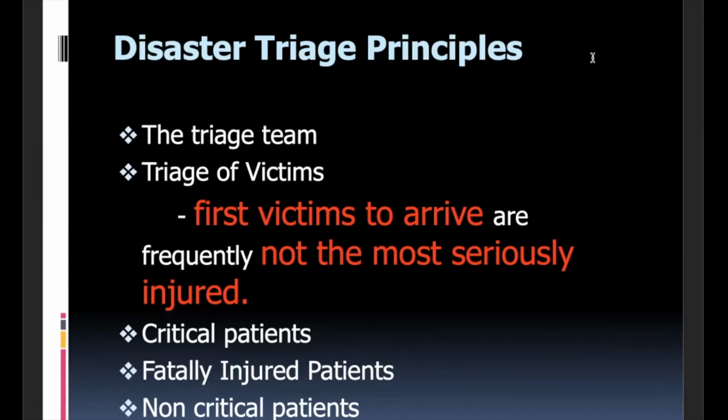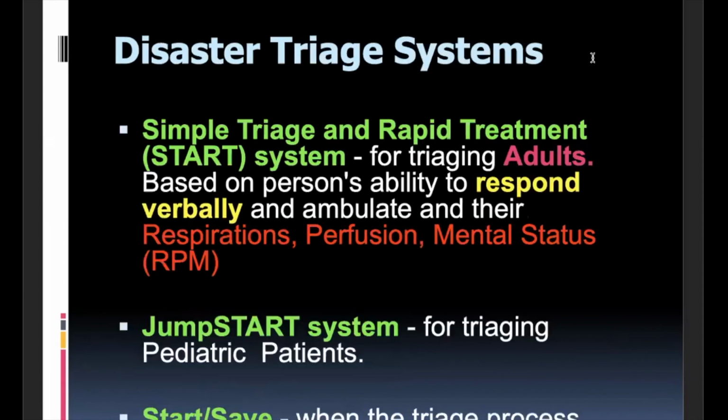Okay, critical patients, fatally injured patients, non-critical patients, and contaminated patients. Okay, in terms of contaminated patients or contaminated personnel, I hope you still remember the hazmat. Okay, here you need to follow through with this one in your book. We need to follow the proper triage algorithm in terms of this.